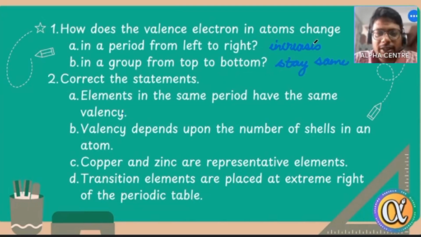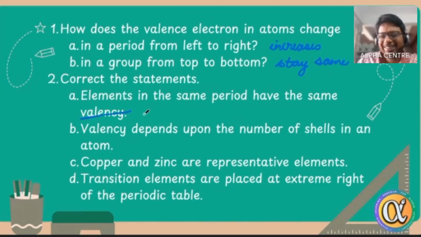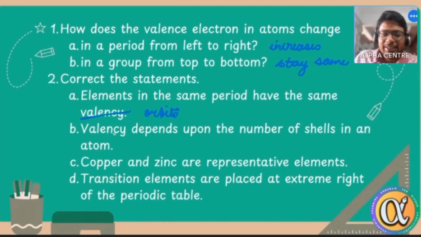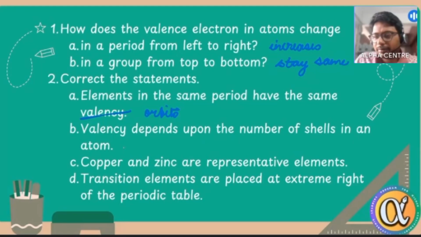Elements in the same period have the same valency. We need to correct this statement. Elements in the same group have the same valency, or the same number of valence electrons. So we correct valency to what? Number of orbits. Okay. So does valency depend on the number of shells in an atom? No. Then what does it depend on? The valence electrons in an atom.